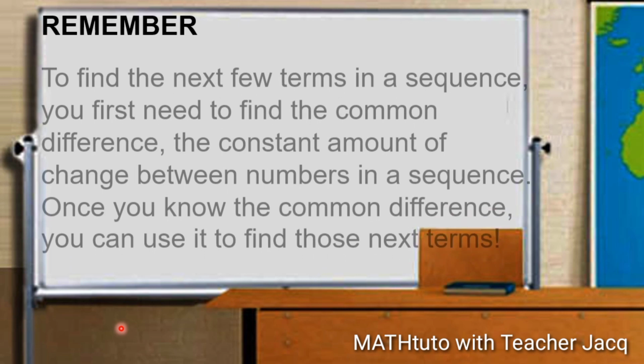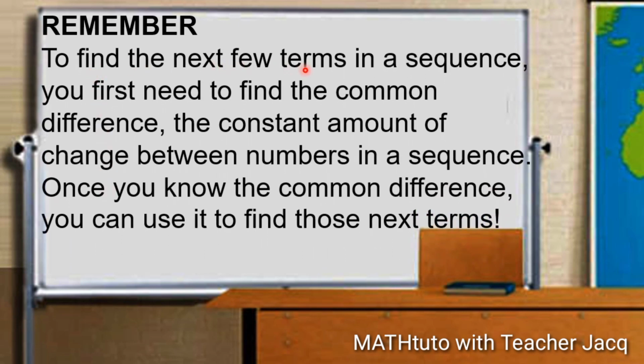So always remember, to find the next few terms in a sequence, you first need to find the common difference, the constant amount of change between numbers in a sequence. Once you know the common difference, you can use it to find those next terms.